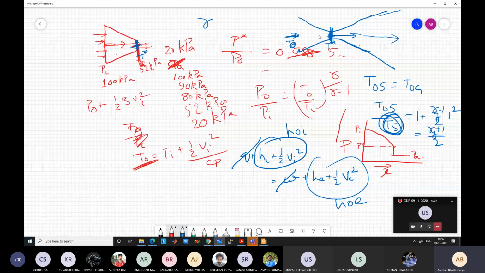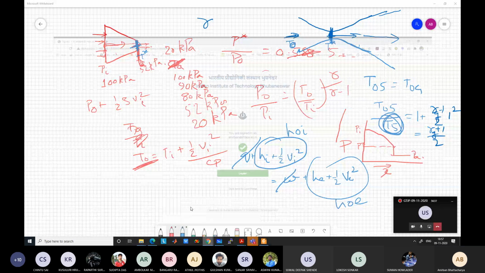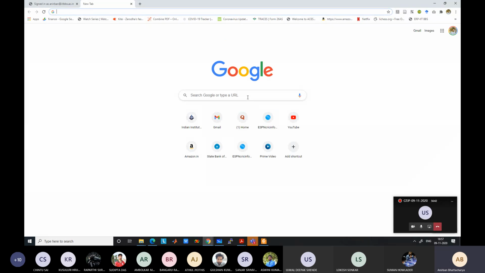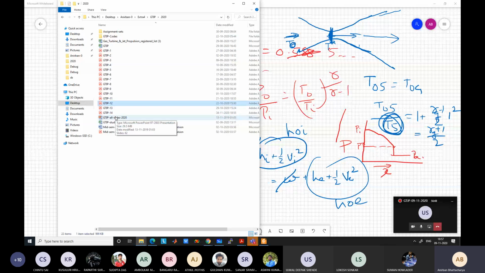You can have overlapping flaps, and by changing the overlap, you can change the converging area. Let me check whether we can have a Google image or something. Or let me see whether we have it here itself.